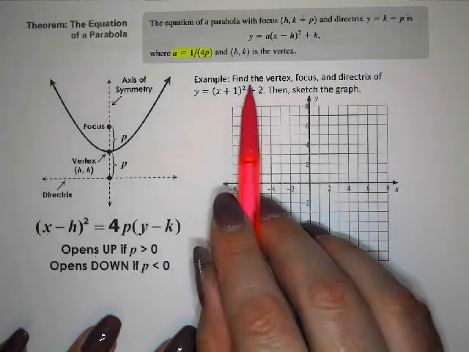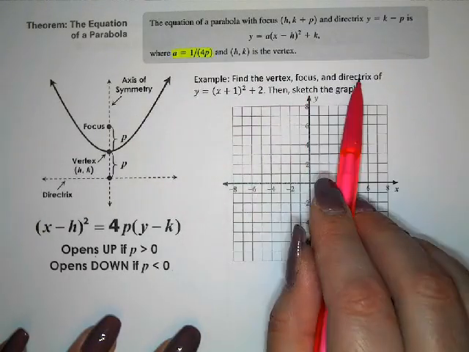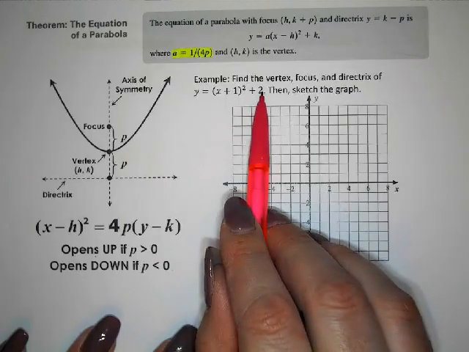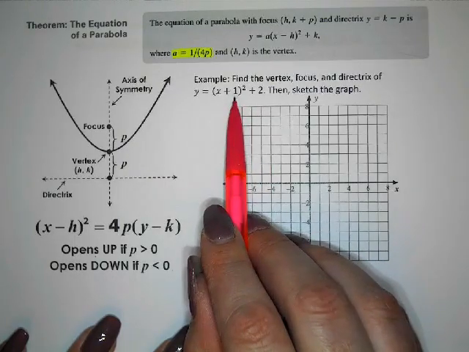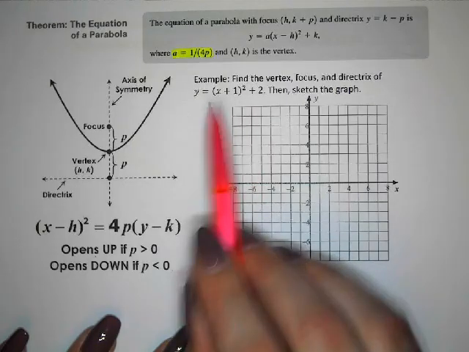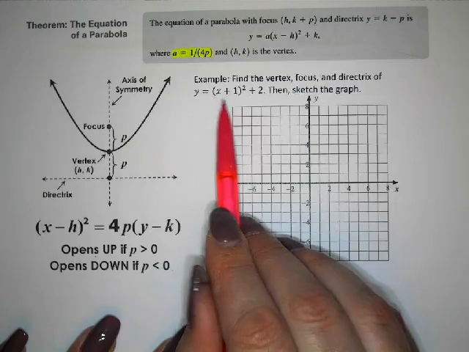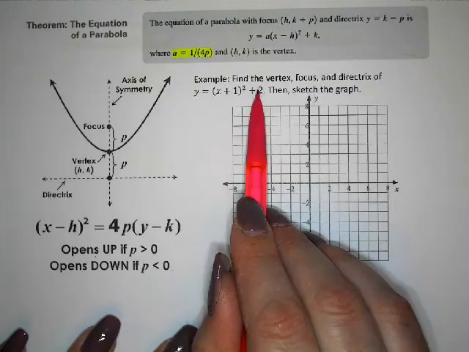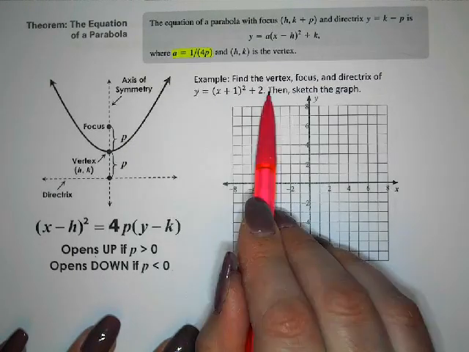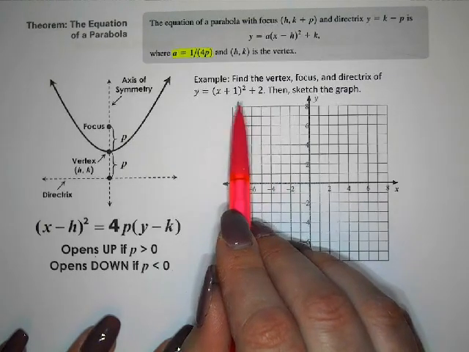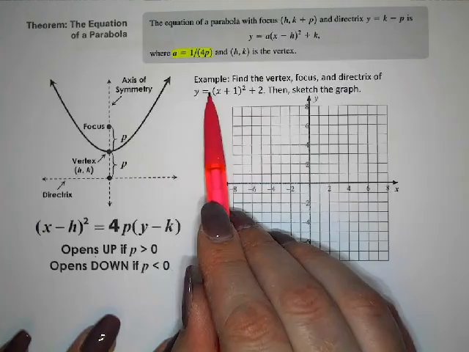This says find the vertex, the focus, and the directrix of y equals (x plus 1) squared plus 2. Looking at this, I can use what I've learned in algebra to tell me that the vertex of this parabola that opens up is (-1, 2). I can tell that because I've learned about the transformations of quadratics. There's no coefficient in the front, it's not negative, so that means that this parabola is going to open up.